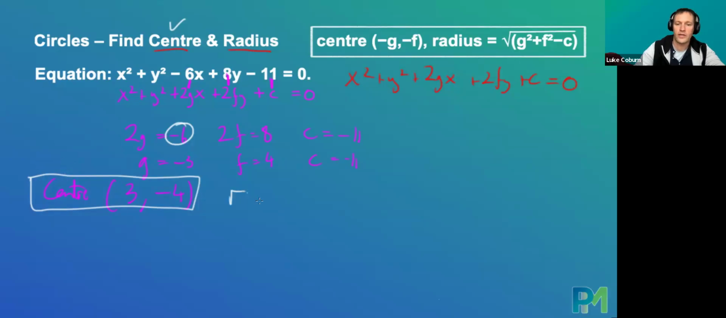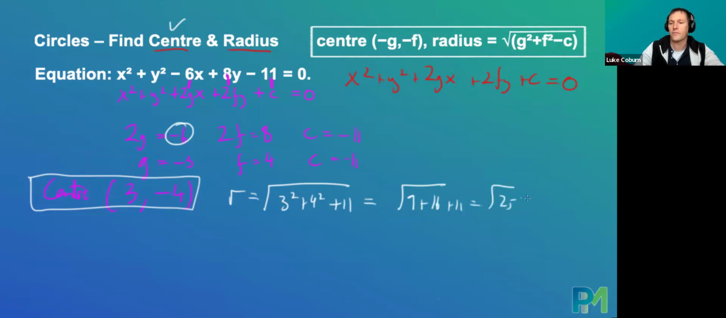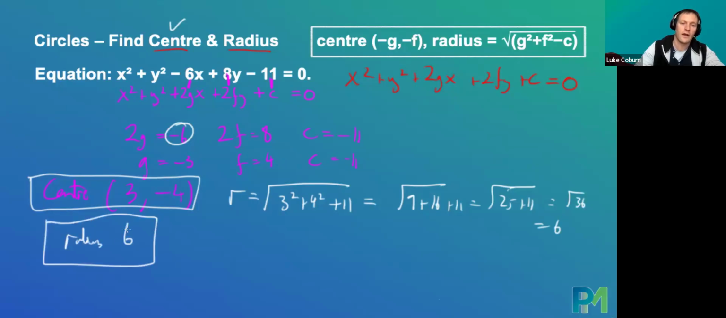And what about the radius? Well, the equation for the radius is the square root of g squared plus f squared minus c. So it's the square root of (-3) squared. Remember, squares get rid of minuses, so you could just write 3 squared plus 4 squared, and then minus c, but it's minus 11, so plus 11. So that's the square root of 9 plus 16 plus 11, which is the square root of 25 plus 11, which is the square root of 36, which is 6. So we have that the radius is equal to 6. So we have a center of (3, -4) with a radius of 6.